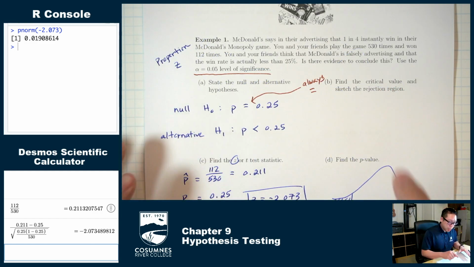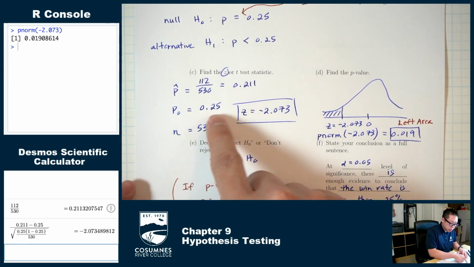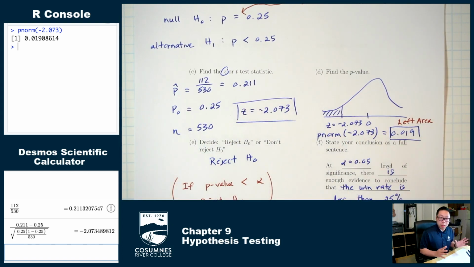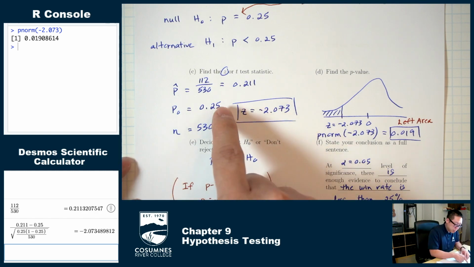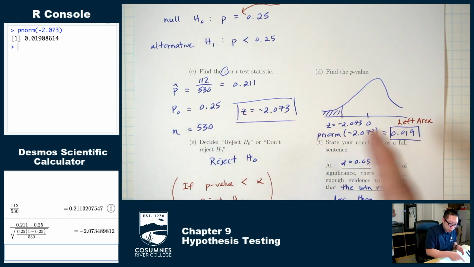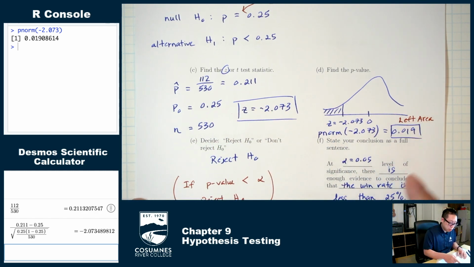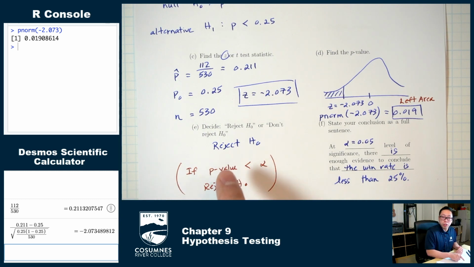All right, I'm ready to go back to part B and talk about part B. What we just did, part C and D, together is what's called the p-value approach. You find the Z or T test statistic, you use that to find a p-value, and then you use the p-value to help you decide whether to reject or don't reject. If the p-value is less than alpha, you reject. If it's not less than alpha, you don't reject. That's called the p-value approach.